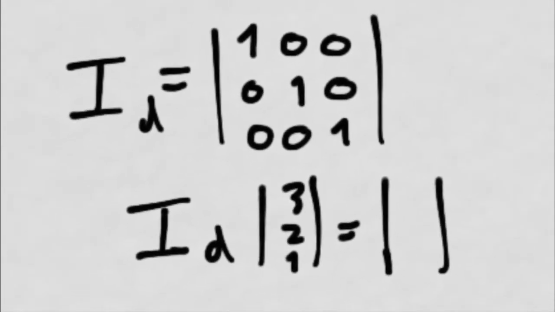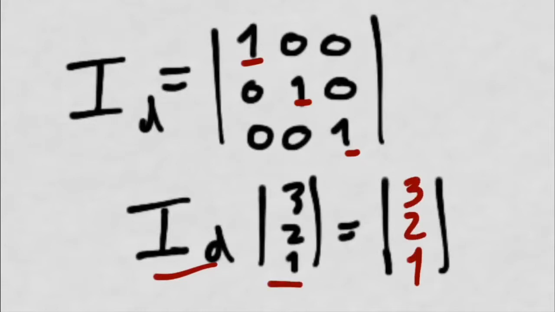It is a collection of ones in the diagonal of the matrix, so that multiplying the identity matrix times a vector, you would get the same vector, 3, 2, 1.